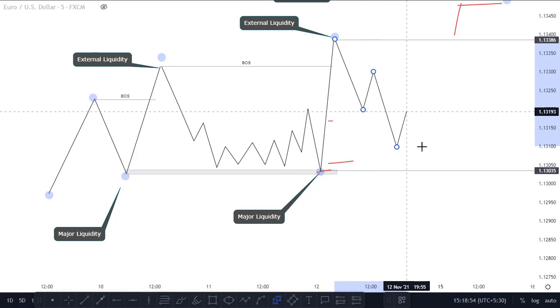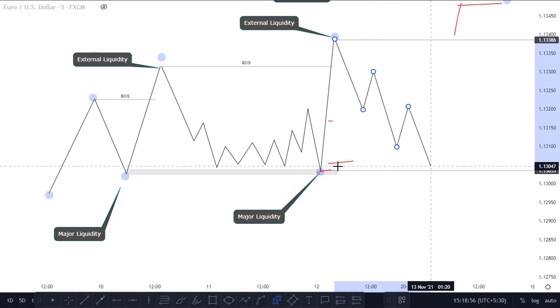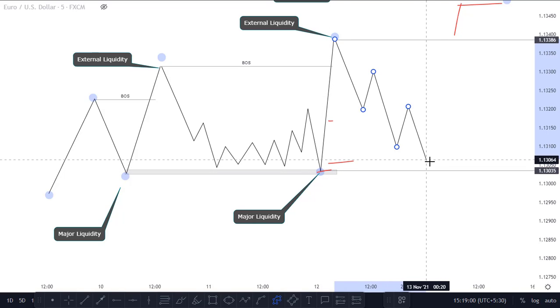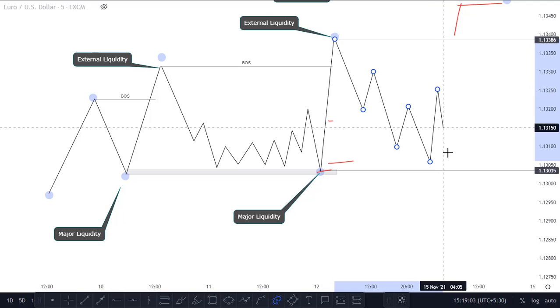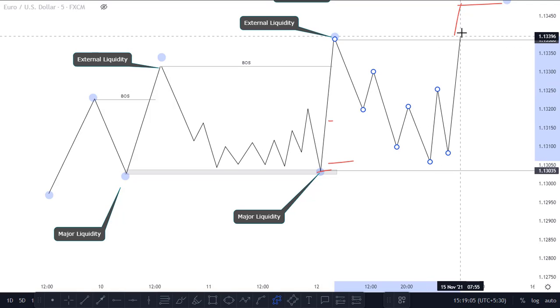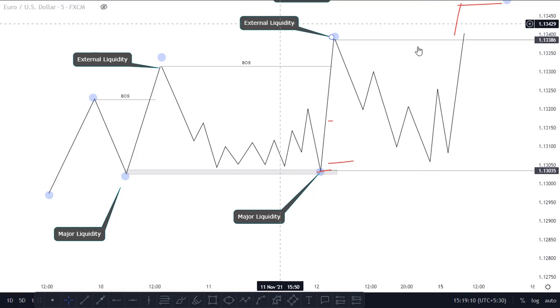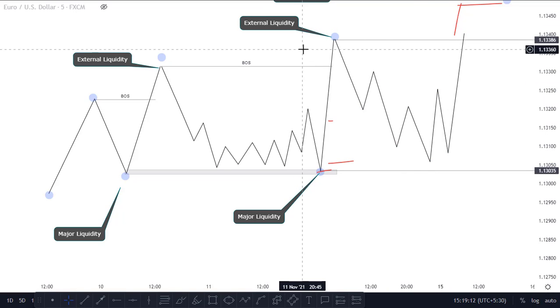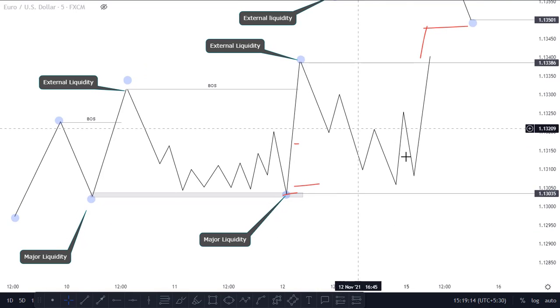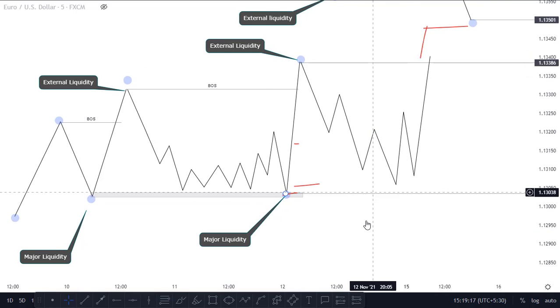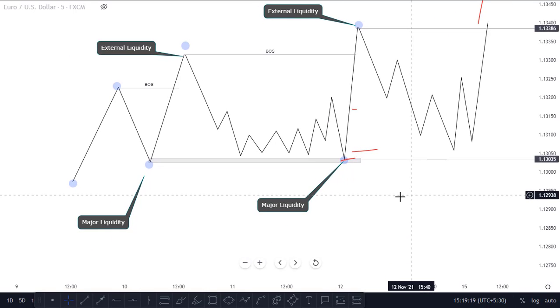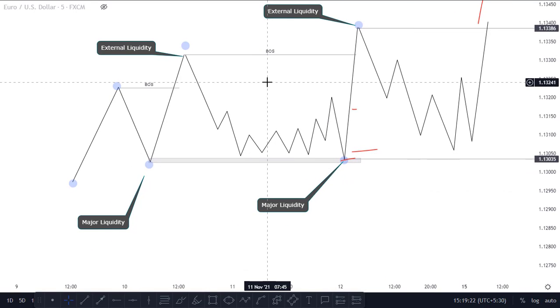As market is creating a pullback in this area, we expect the market to respect this major liquidity level, and then we may have a break of structure, pullback, and then we go higher to take out this major liquidity, this external liquidity. So we expect market to go ahead and take out this external liquidity. That's it for understanding a range and understanding major and external liquidity.